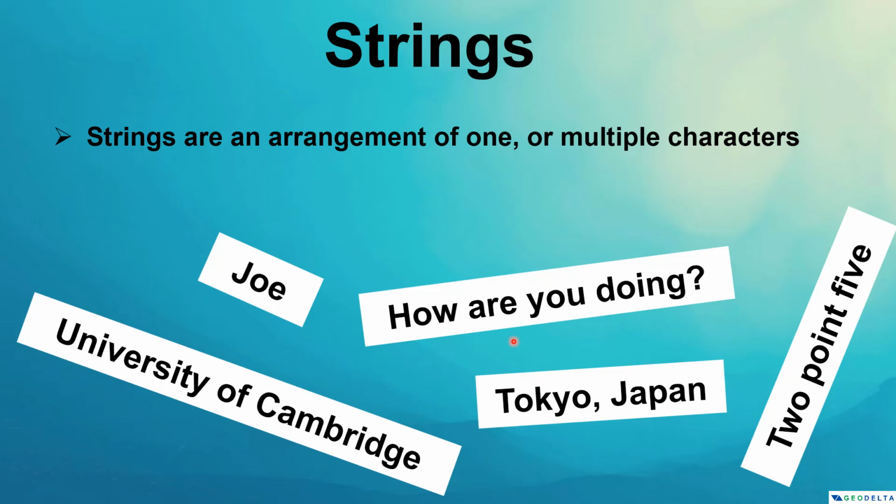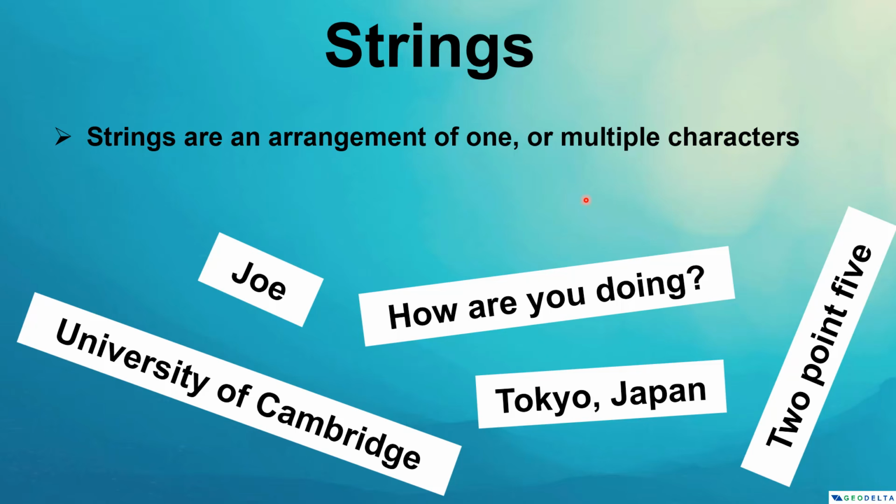there's a name of a university called the University of Cambridge. There's a name of a city called Tokyo, Japan. So all of these things have been represented by a combination or a collection or a sequence of characters, which in Python is categorized as strings.